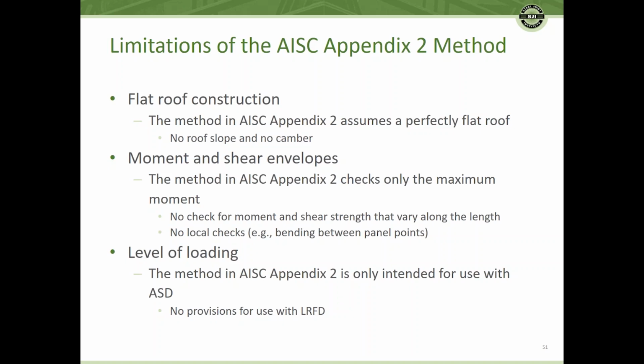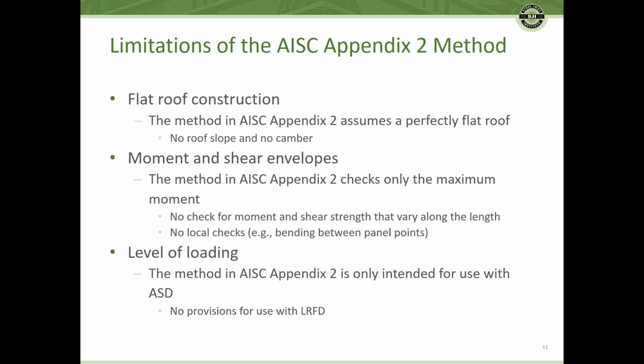The AISC Appendix 2 method check is only a check against maximum bending moment in the primary and secondary members. Now, this is appropriate for the structural steel framing that satisfies the assumptions of the methodology, but it isn't appropriate for open web steel joist roofs where the bending moment and shear strength vary along the length, and local checks can control too.